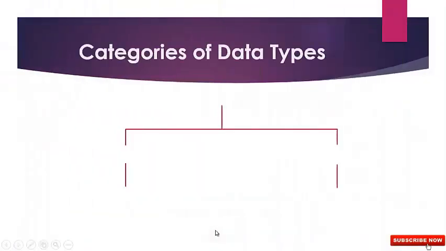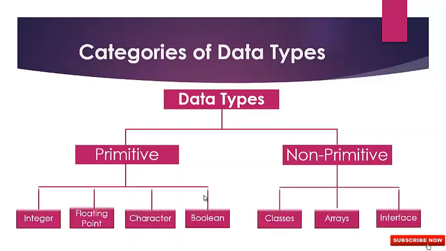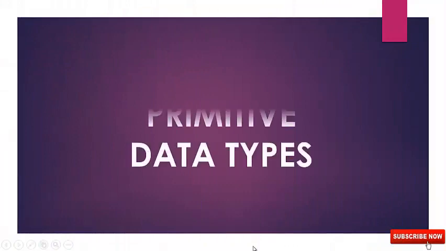The data types in Java can be broadly classified into two categories. First is primitive data type and second is non-primitive data type. The primitive data type is further classified into integer, floating point, character and boolean data types. And the non-primitive data types are further classified into classes, arrays and interface. So let us learn the primitive data types one by one.